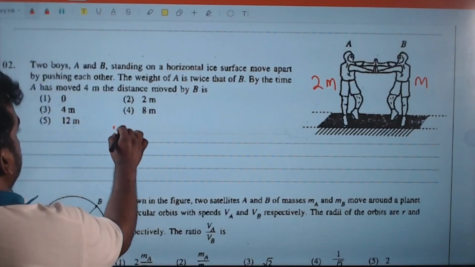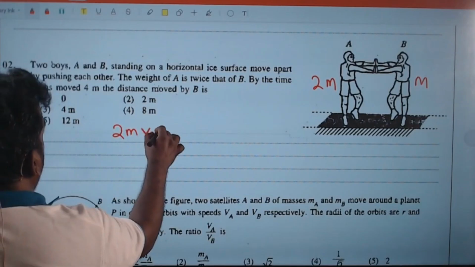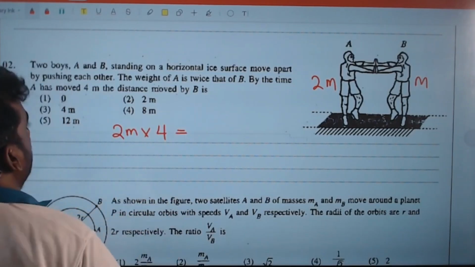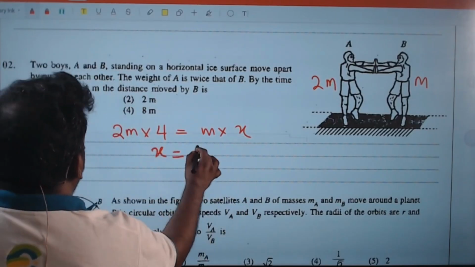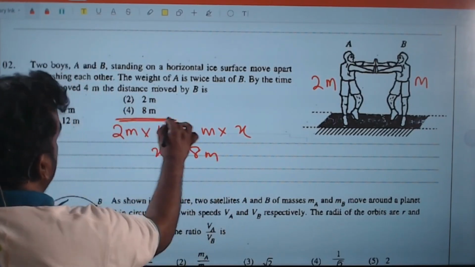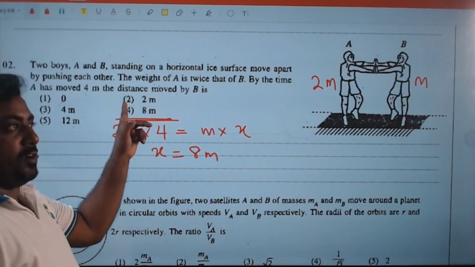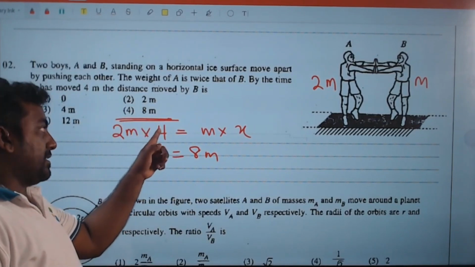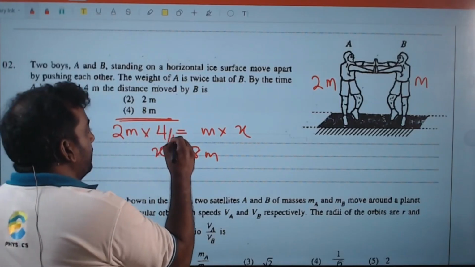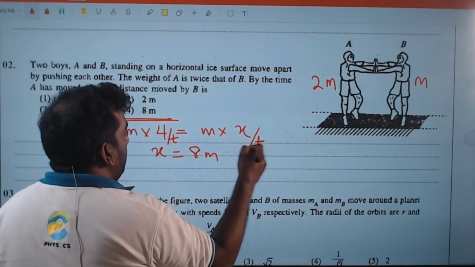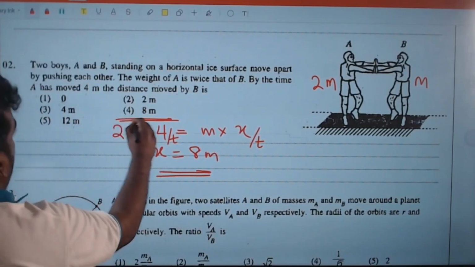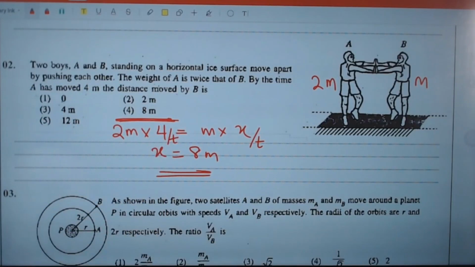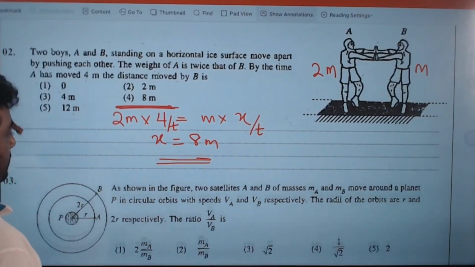So, law of conservation of linear momentum: 2m times 4 equals m times x. Now, mass into velocity. Velocity you can write as displacement over time. Time cancels off. So x equals 8 meters, answer number 4. Right. Moving on.